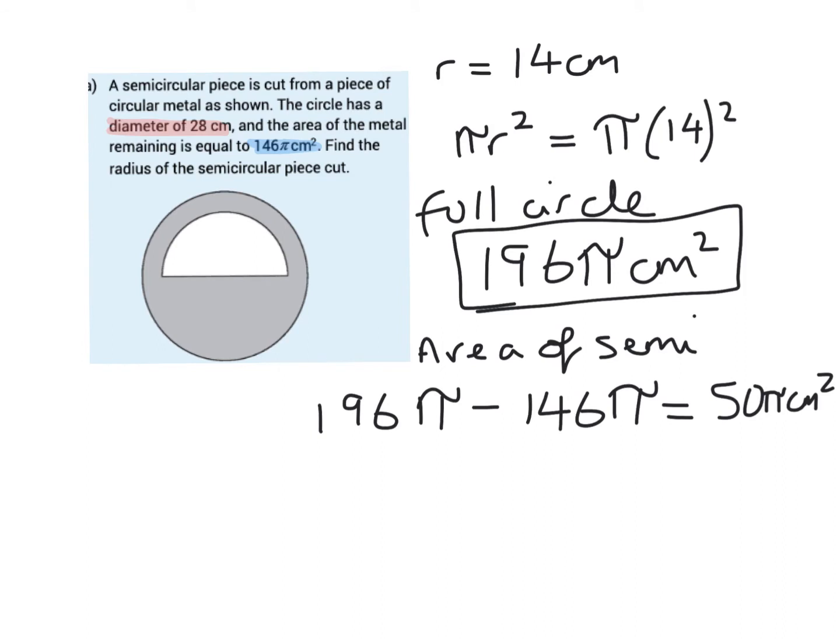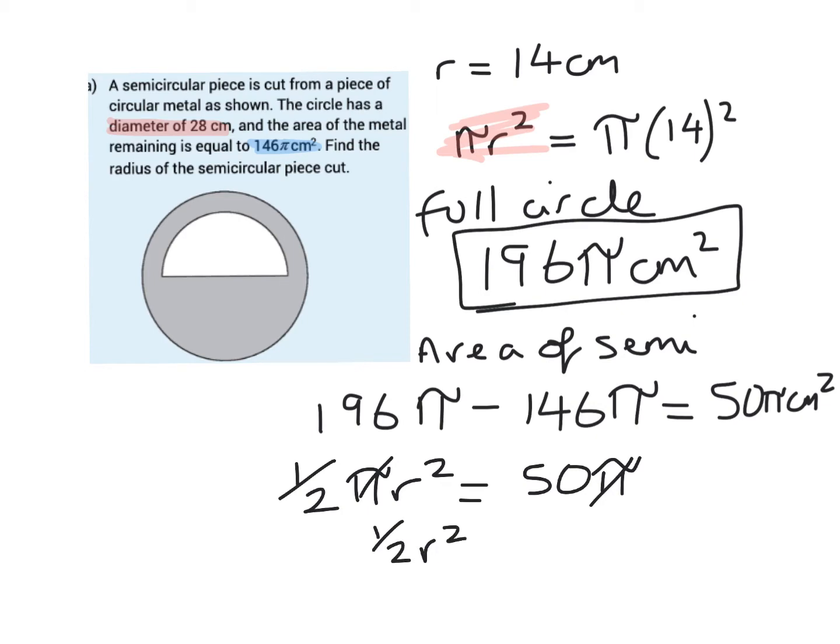Now, if I think about the area of the semicircle, that's just going to be half of this formula that we use here. So what I can do is I can say half pi r squared is equal to 50 pi. Okay, so that's the area of the semicircle. We don't know the radius, so I can't do anything with that at the minute. What I can do here is I can cancel both pi's. So I'm left with a half r squared equals 50.